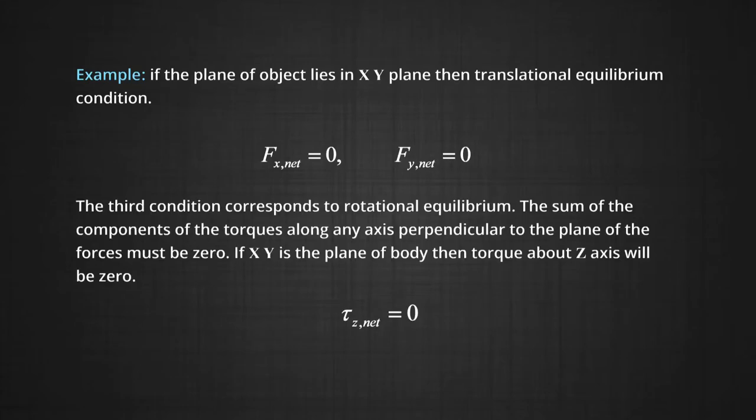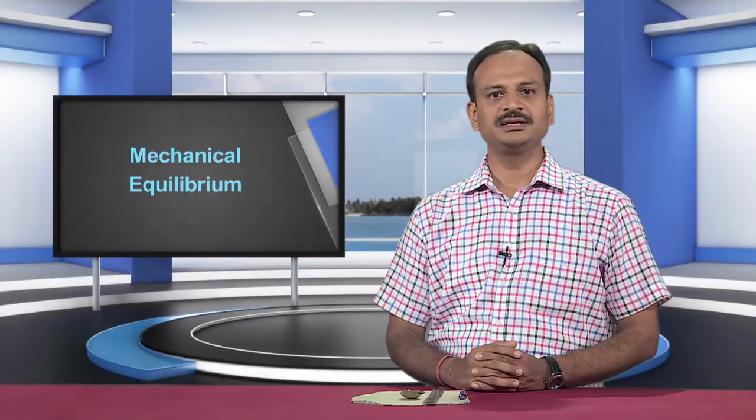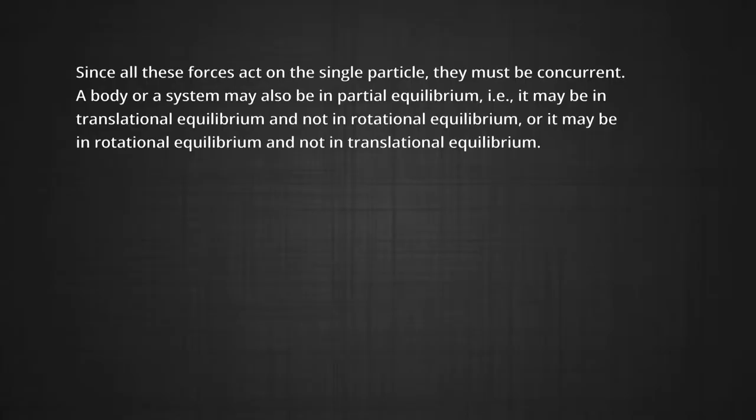The third condition corresponds to rotational equilibrium. The sum of the components of torques along any axis perpendicular to the plane of force must be 0. As the plane of the object is xy, the torque about the z axis will be 0. So, in all, we have three conditions for mechanical equilibrium for a two-dimensional object. Since all these forces act on a single particle, they must be concurrent.